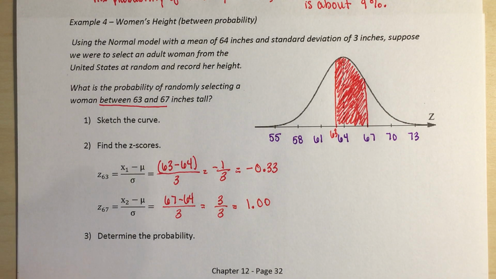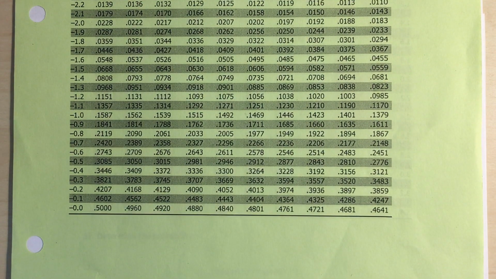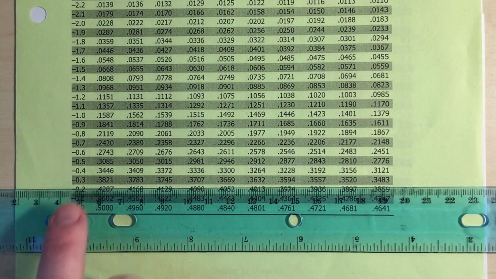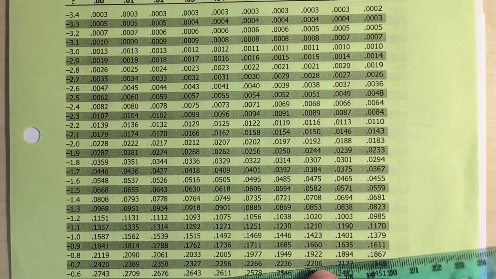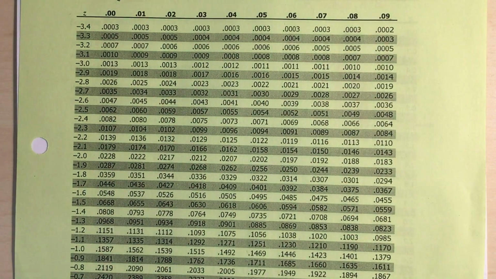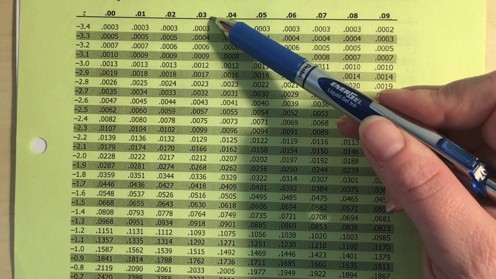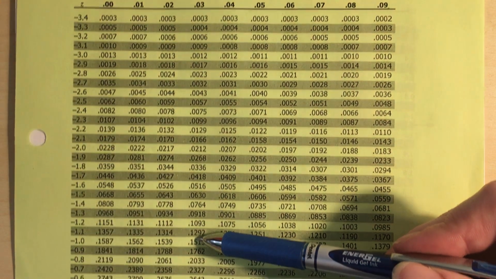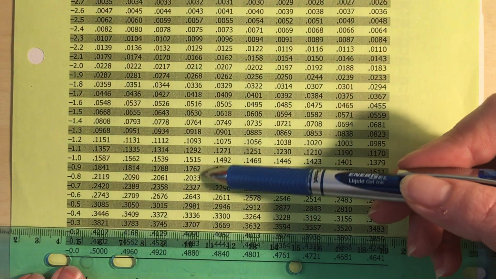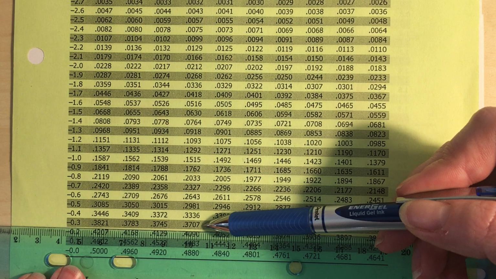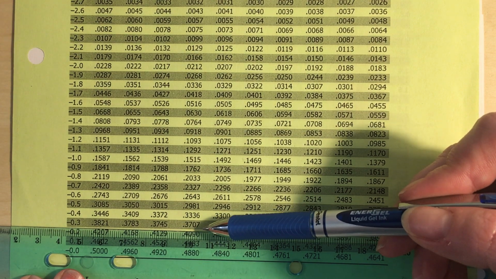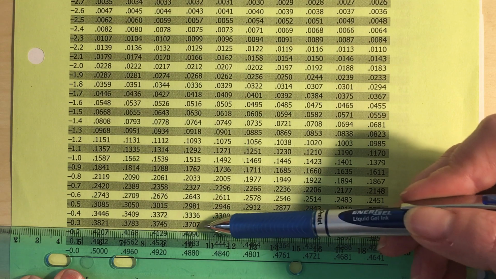So negative 0.33. We're going to go all the way down to our row, which starts with negative 0.3, and we want the one that corresponds to a second decimal of 3. So I'm going to follow this down this column. Move my paper up a little bit here. So we're still going down this column here, and we see a value of 0.3707. So that's going to be our first area that we're going to get from our first z-score.